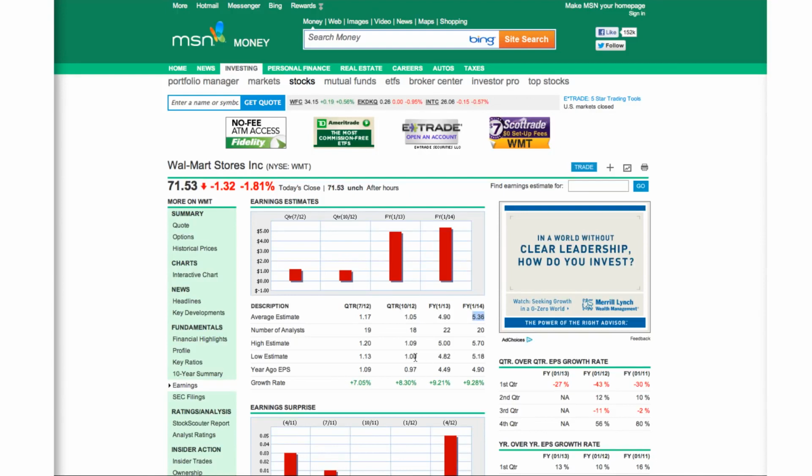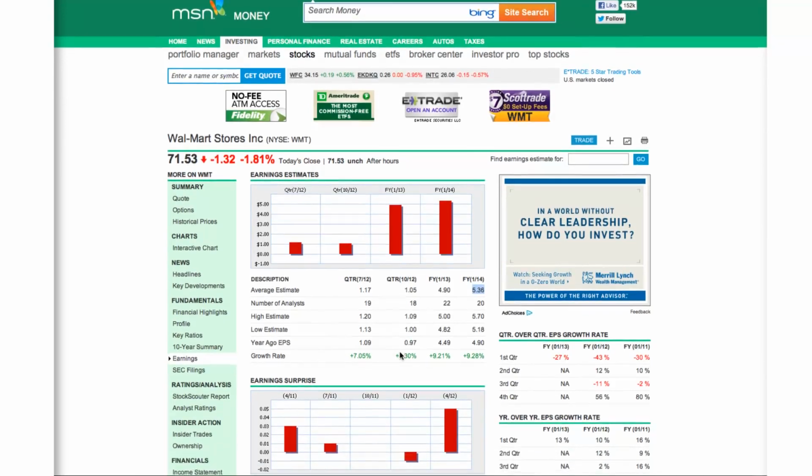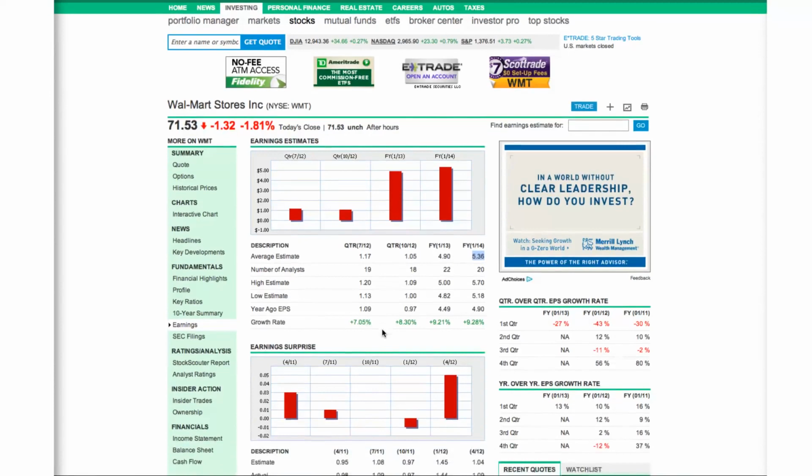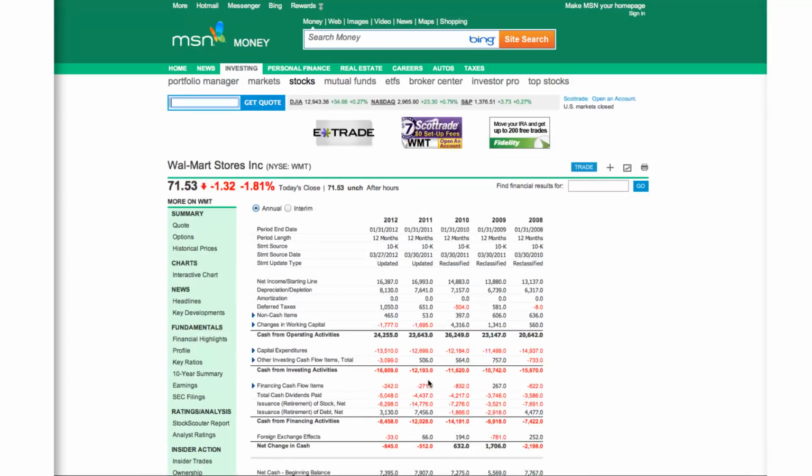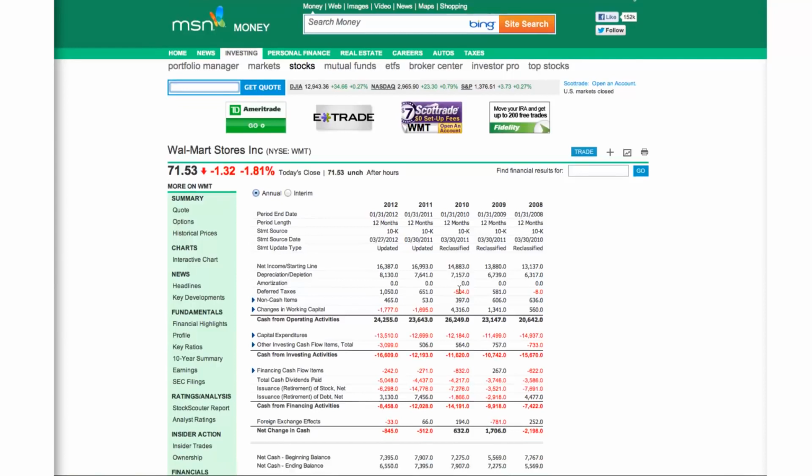So the last recommendation, that fourth recommendation, was that now that you see that the earnings are projected to continue to increase into the future, what you need to do is go down and look at the cash flow statement. So let's click on the cash flow statement right here. And we're going to pull up the annual.